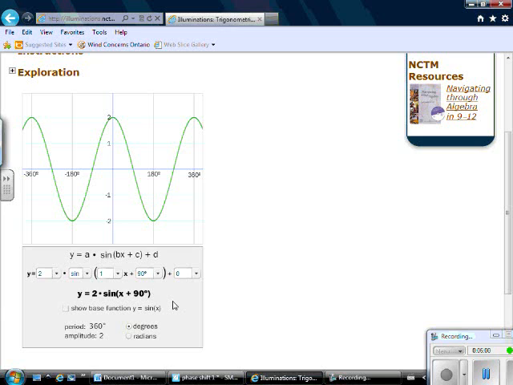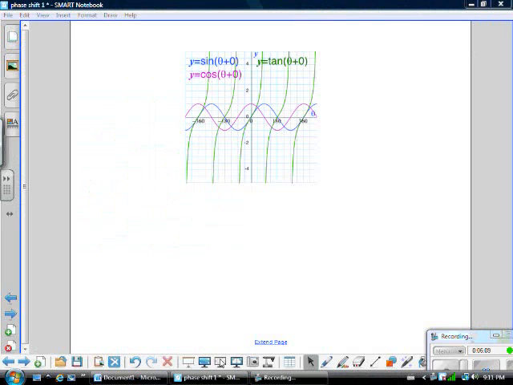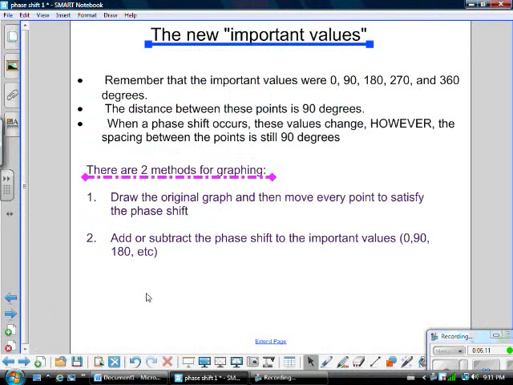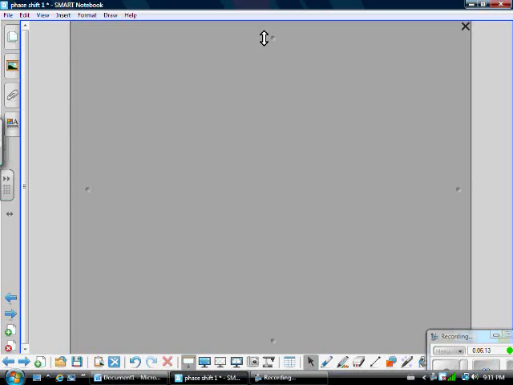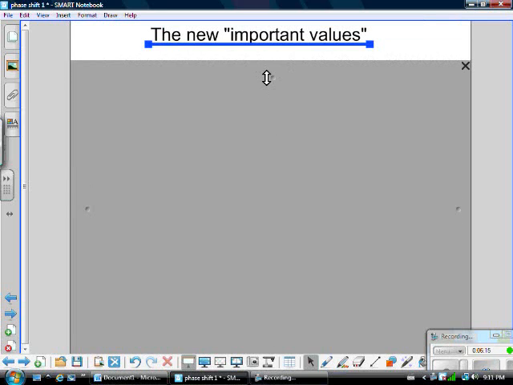Now the same is true if I have a cos equation. I can turn it into a sine graph just by doing a phase shift as well. Okay, so let's get back to our lesson. So what we're looking at here, it affects the x.